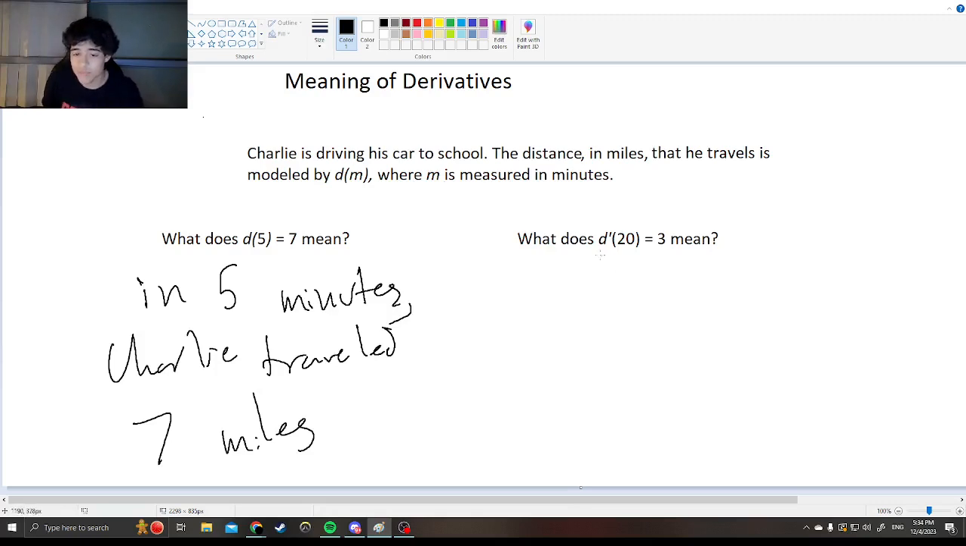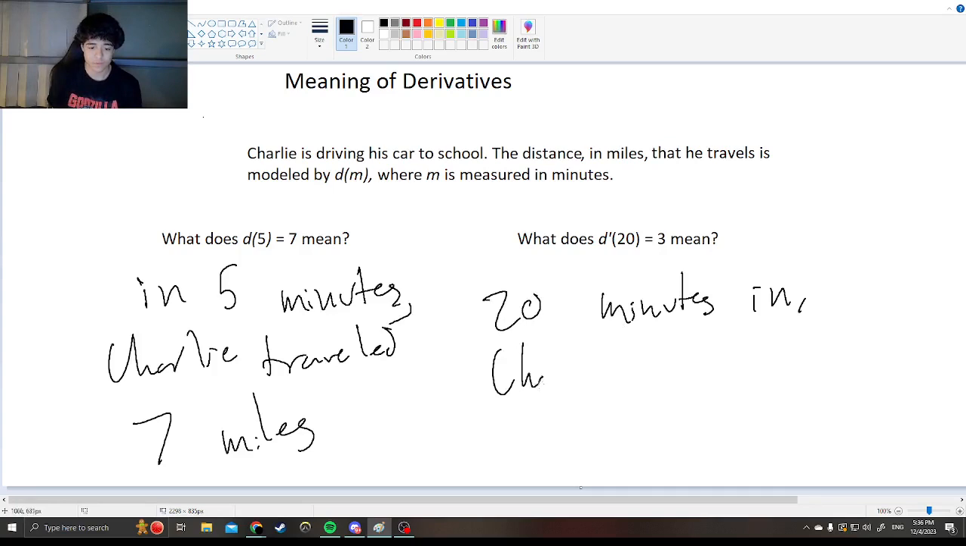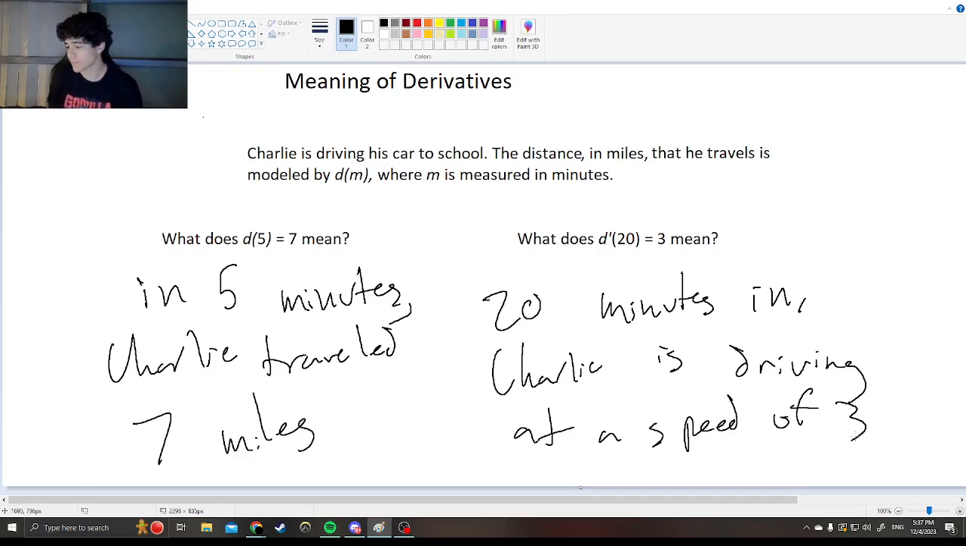Okay, cool. Now what does d prime of 20 mean? So d prime is the derivative of the function. That means the slope, right? So d prime of 20 means the slope at 20, the slope 20 minutes in. It says right here it's 3, right? So this means that 20 minutes in, Charlie is driving at a speed of 3, right? 3 what? Like I said before, it's dependent variable over independent variable. So in this case, I'm driving 3 miles per minute.